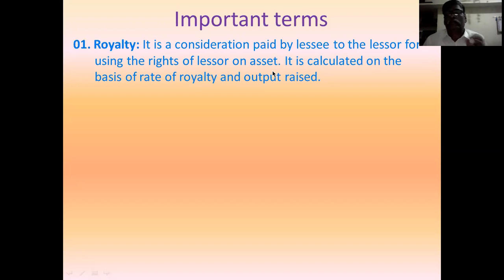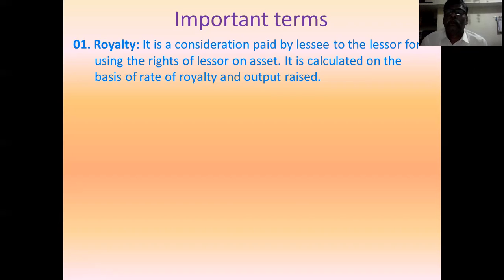It is a consideration paid by lessee to lessor for using the rights belonging to lessor on the asset. It is calculated on the basis of rate of royalty and output raised. Royalty is calculated on the basis of actual benefit received.